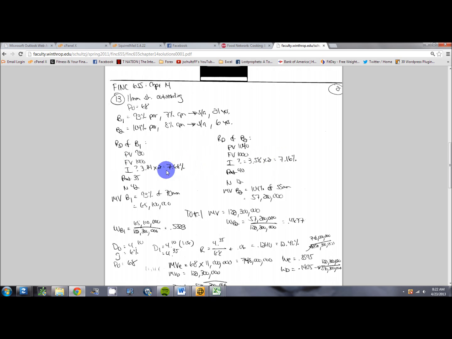Once you find those two numbers, you then proceed to finding the total market value of each bond. There's $70 million of the first bond in face value, which is also given in the problem. So if the bond is selling for 93% of par, then 93% of this number will give you the total market value of the first bond. The second bond is found in a similar fashion, so it's going to be 104% of 55 million.